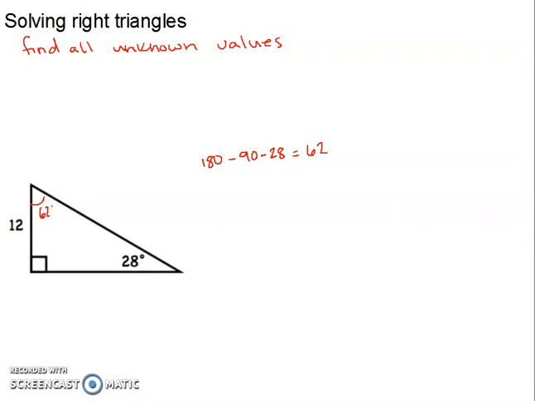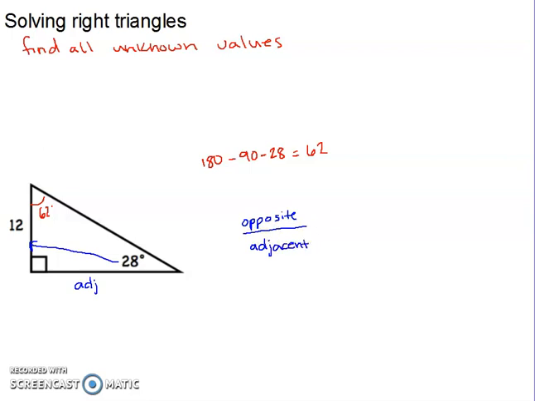Now from here, I need to find two sides. I'm missing the hypotenuse and I'm missing one of the legs. So I'm going to use trig to help me do this. If I look at my 28 degrees, the 12 is the leg opposite my 28 degrees. If I am trying to find the other leg, this leg on the bottom, this will be the leg that's adjacent to my 28 degrees. So I have the opposite leg and the adjacent leg that I am looking at.